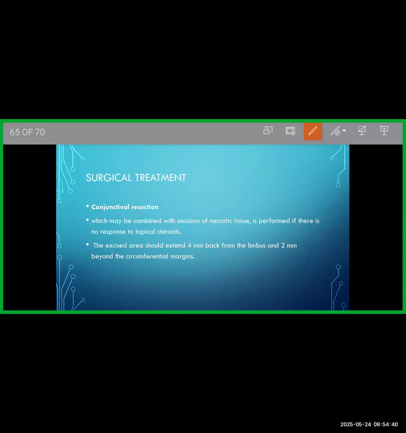Now, the surgical management is the same as that of peripheral ulcerative keratitis. It involves conjunctival resection, and I explained that the area of conjunctiva that should be excised should extend 4 millimeters back from the limbus and 2 millimeters or 2 clock hours beyond the circumferential margin.